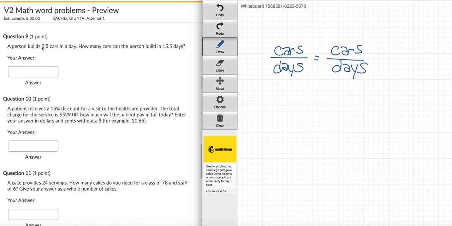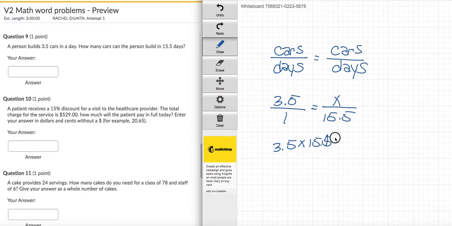So 3.5 cars in a day means 1 day, so 3.5 over 1 equals how many cars? So we'll put an X in for cars, and 15.5 days. Find the numbers across from each other. 3.5 times 15.5, divided by whatever number's left, which is a 1. That's how you're going to solve for x.